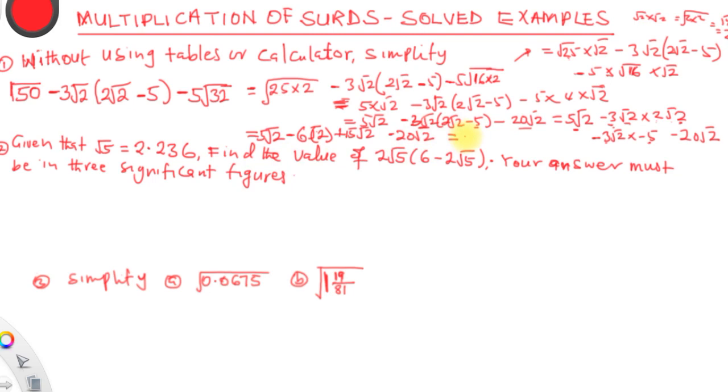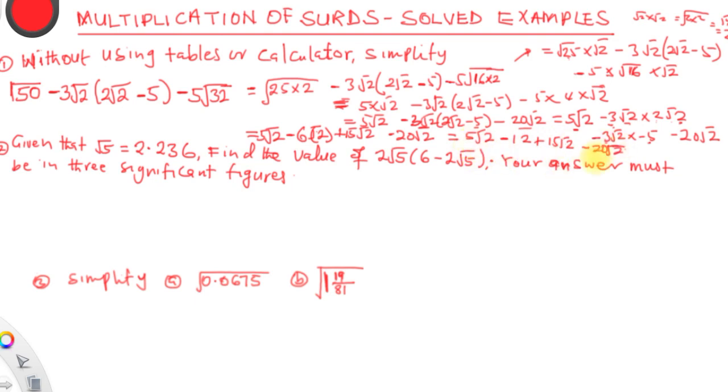So we have 5 root 2. And 6 times 2 is 12. Minus 12, plus 15 root 2. And then minus 20 root 2. Okay? Oh, sorry, this is 20 root 2. Okay? So what do you see here?